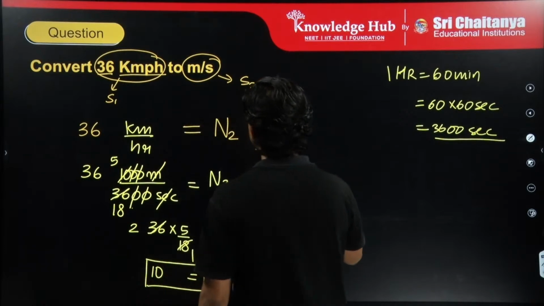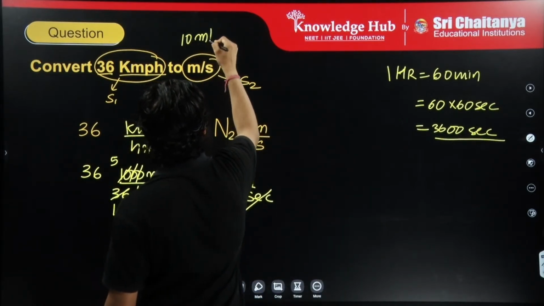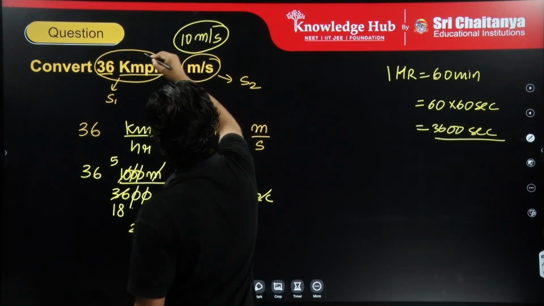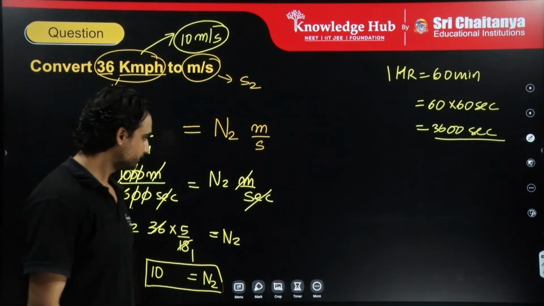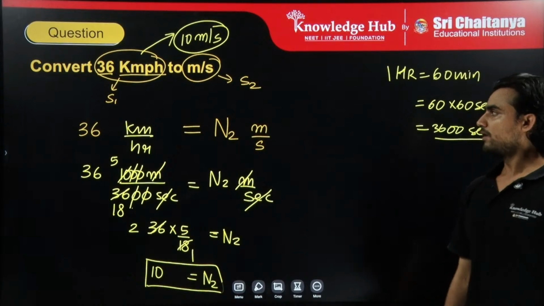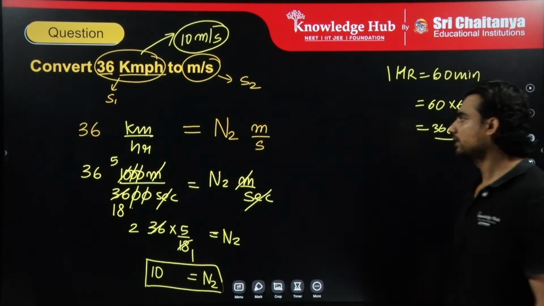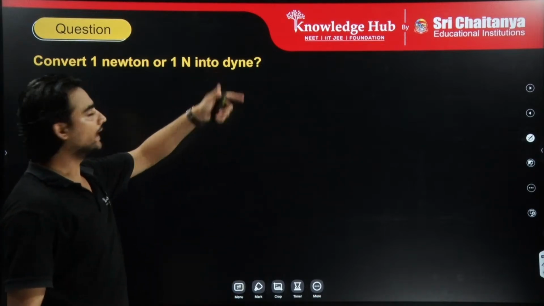So now what is the conversion? The conversion will be 10 meters per second. So I will say 36 kilometers per hour is equal to 10 meters per second. I hope this calculation is clear to you. Let's look at another illustration. Now I want to convert 1 Newton into dynes.